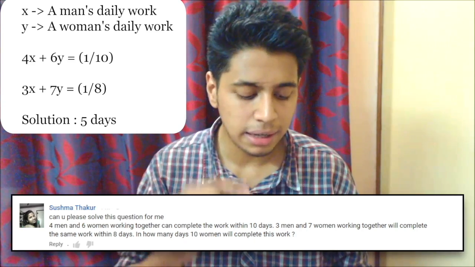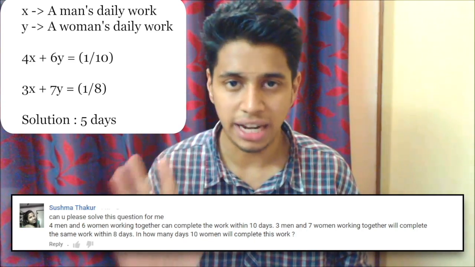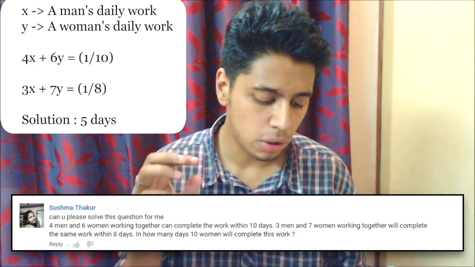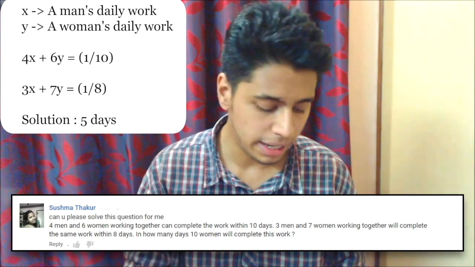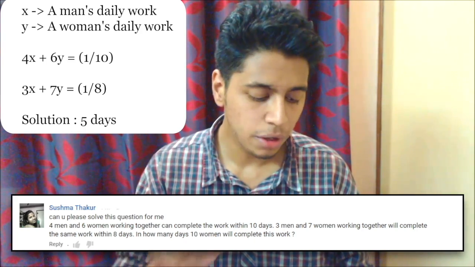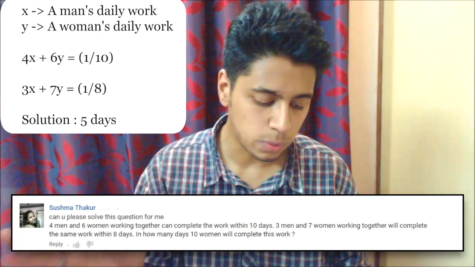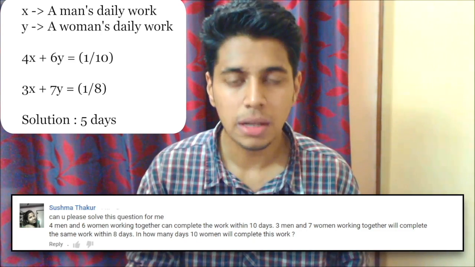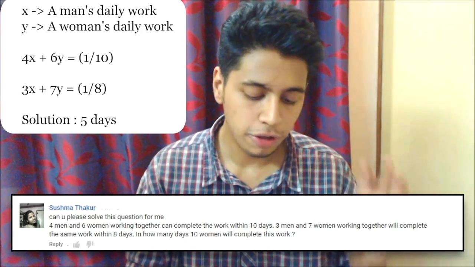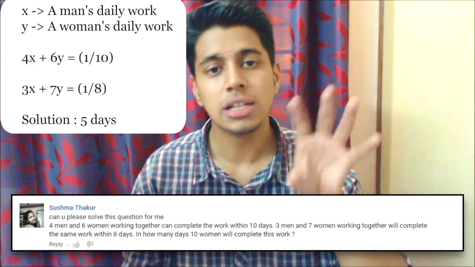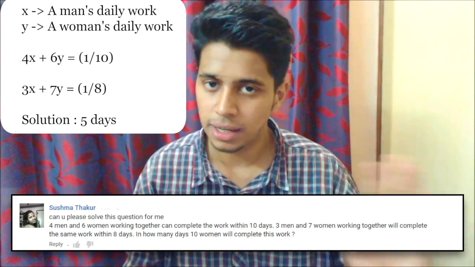Now let X be the amount of work done by a single man every day, right? And let Y be the amount of work done by a single woman every day, right? So your 2 equations will be 4X plus 6Y is equal to 1 by 10. So basically what you're doing is, say for the first group, they finish the work in 10 days. So every day they finish 1 by 10th of the work, correct?